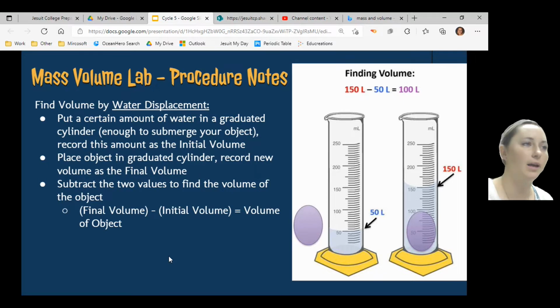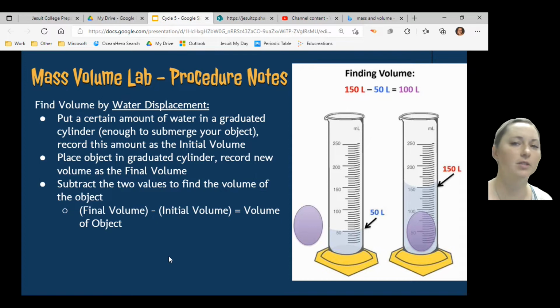So in my instructions for this on your procedure, now all I have to do is find the difference between that first measurement reading and now my final measurement reading. So remember, find the difference just means subtract. And you're going to want to take your final minus your initial because we don't want negative volume of an object. Doesn't work that way. So that's how you're going to find the volume of each object for today's lab.